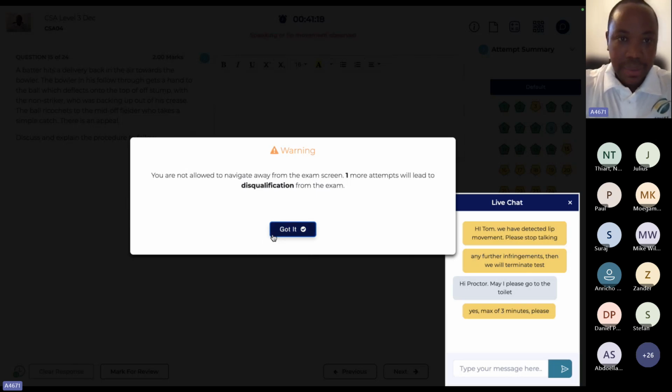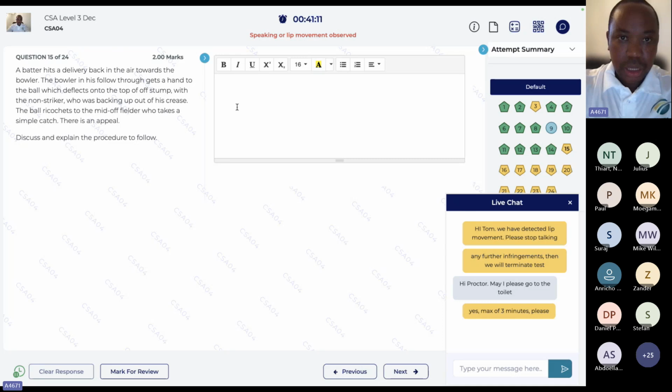Last warning, you're not allowed to navigate away from the exam screen. One more attempt will lead to disqualification. So that will be my last navigation away from the screen.